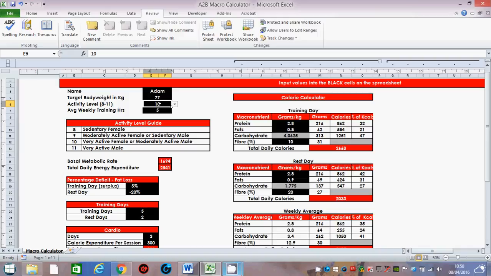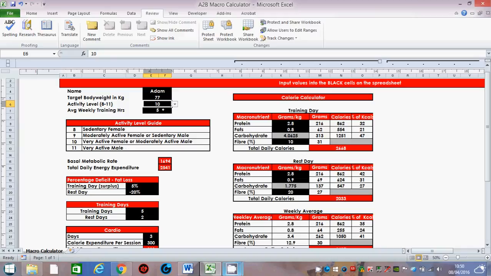Now, activity level I've put in as a 10, and there is a little guide here which will help you figure out which one you should be putting down. So 8 is a sedentary female, like a female office worker who's not doing any real training and not moving much during the day. Then we have moderately active female or sedentary male, so a male office worker. Then very active female and moderately active male, which is the category I put myself in. And then very active male, so this is going to be someone who's working on a building site or some form of labor, maybe an athlete doing a hell of a lot of training.